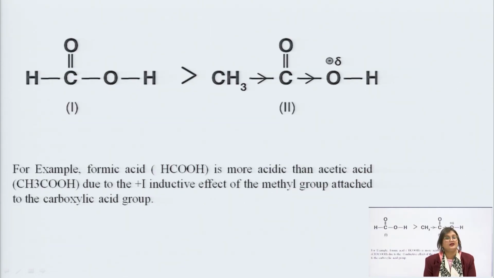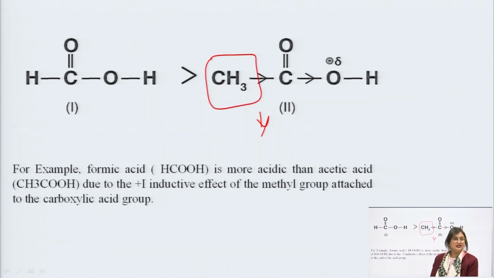For example, if we take formic acid. Formic acid is more acidic than acetic acid due to the positive inductive effect of the methyl group attached to the carboxylic acid group. Because CH3 has a positive inductive effect, this decreases the acidity when compared to formic acid. So, this is how the inductive effect also plays its role in determining the strength of acidity.